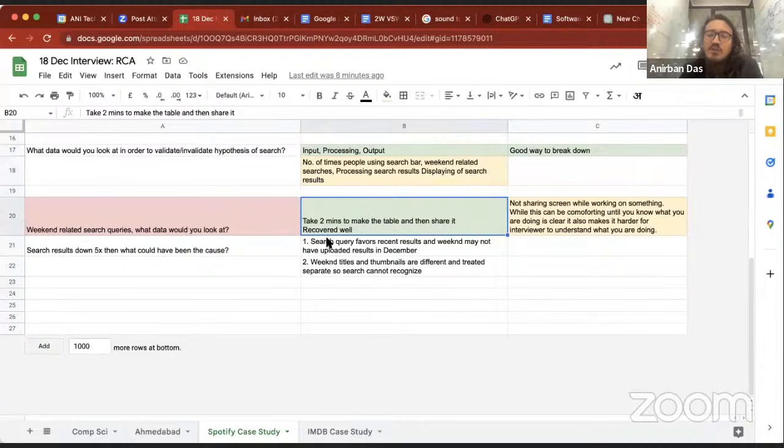On the table part, one last observation that I have is when you started to put together a table, I think you took almost 2-3 minutes to make the table and then you shared it. Now, not sharing the screen when working on something can be comforting in the moment because you've not actually put it together. So you may not be confident enough to share it. But at the same time, it does not make it clear to the interviewer whether you're going on the right track or you've gone completely off tangent.